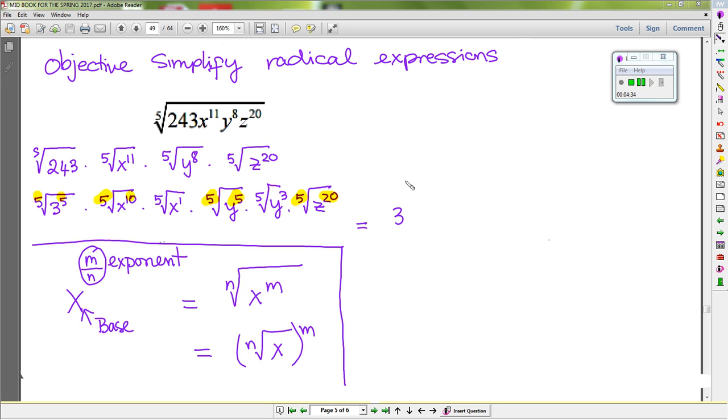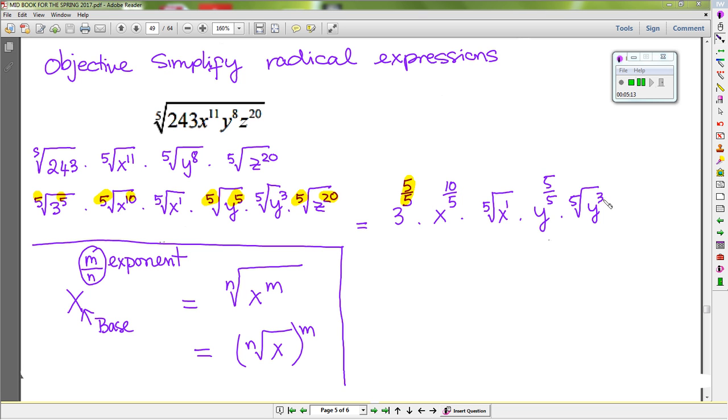So now, we have the 5th root of 3 to the power of 5. And of course, this will be divided out, so that will just give you 3 times x to the power 10 over 5. Let me write them as a fraction exponent. And here, if you cannot divide it out, I'm going to go ahead and keep them the way it is. So the 5th root of x to the power 1 times y to the power of 5 over 5 times the 5th root of y to the power of 3.